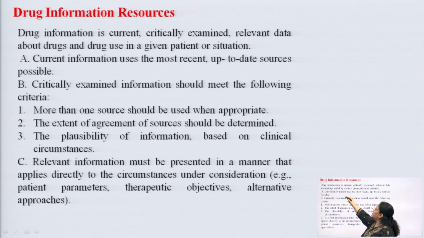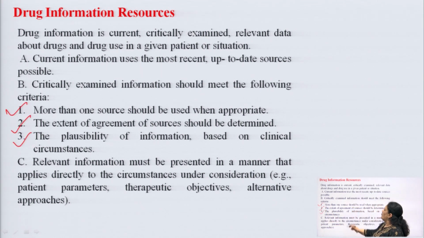The drug information resources give detailed information, or we can say current information, which we can use, meaning the most recent, updated, latest, up-to-date sources as far as possible. Second, it is critically examined. What is critically examined? The unwanted side effects associated with any medicament. Critically examined information should be required to meet the following criteria. So, what are these criteria, students? These are 3 important criteria written here.